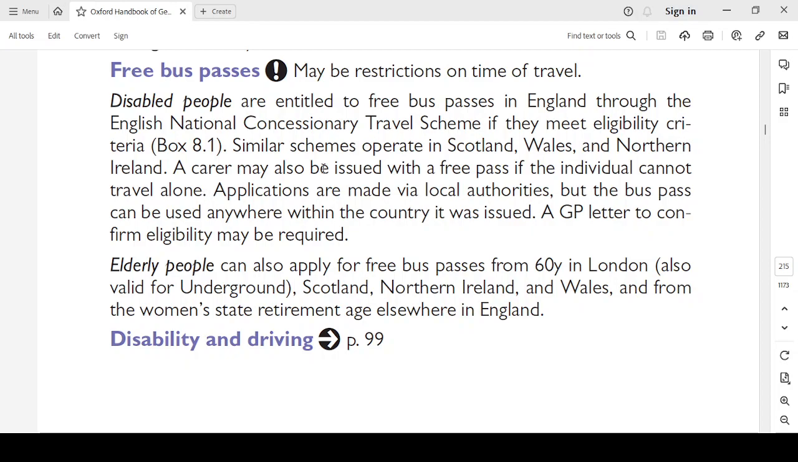A carer may also be issued with a free pass if the individual cannot travel alone. Applications are made via local authorities, but the bus pass can be used anywhere within the country it was issued. A GP letter to confirm eligibility may be required.